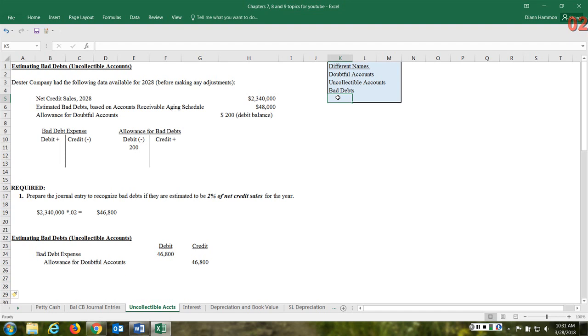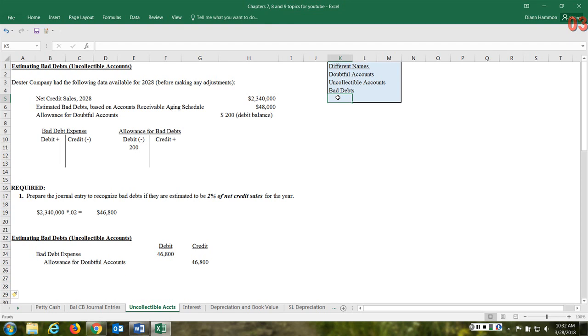You see that I have some information for Dexter Company here, net credit sales. I say credit sales because usually cash sales are not included when we focus this way. Some of your problems might include all sales, but cash sales means that they've already paid the cash, so the chances of losing that are not very great. Net credit sales are the amounts of sales that have been charged by the customer, so they are the accounts receivable. And then we have the estimated bad debts, based on an accounts receivable aging schedule. That'll be the second method that we use. We won't need it for the first one.